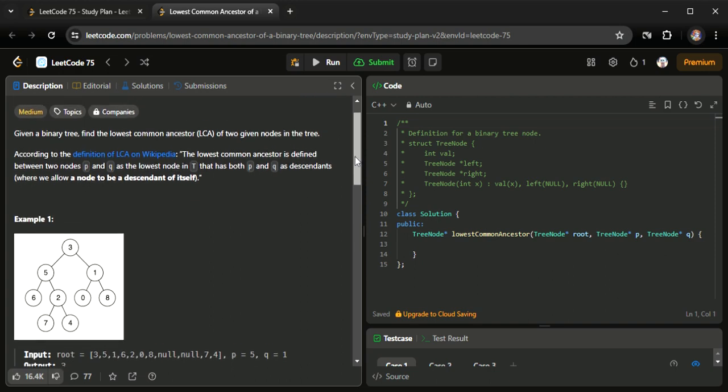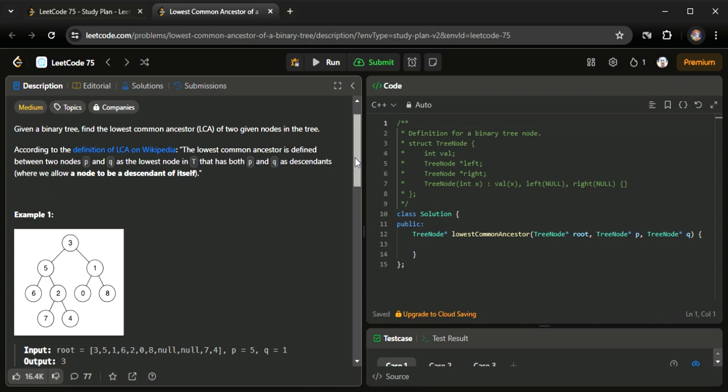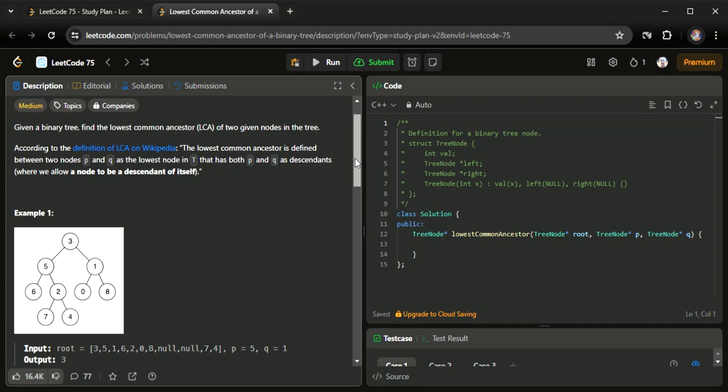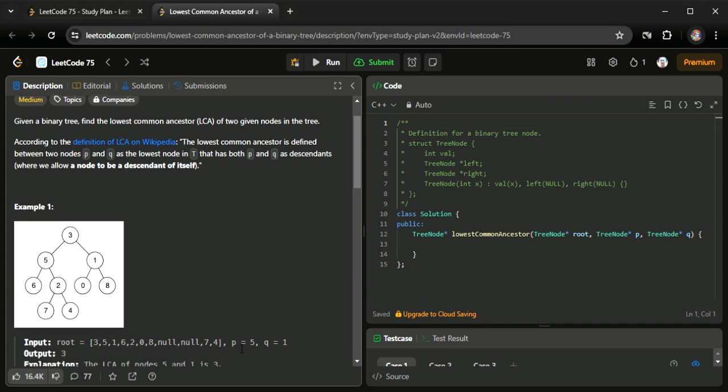The question given is: given a binary tree, find the lowest common ancestor of two given nodes. There are two nodes given, denoted by P and Q. We have to find the most common ancestor of both of them. Suppose P equals 5 and Q equals 1, then there is only one node, that is 3, that will be the most common ancestor.